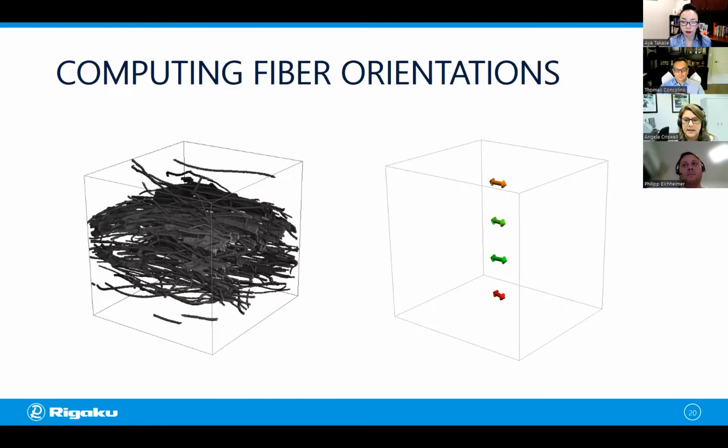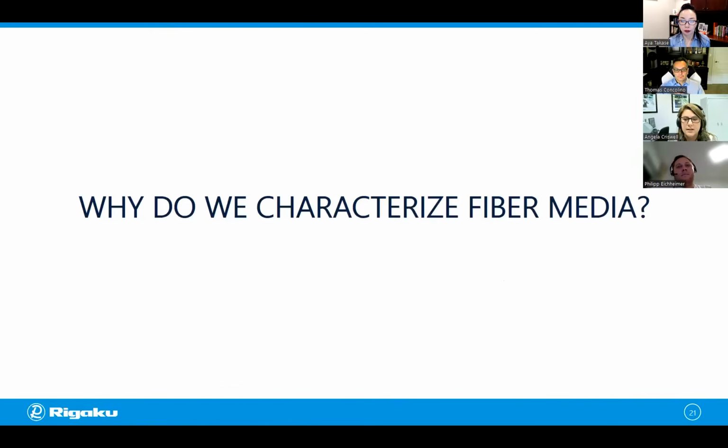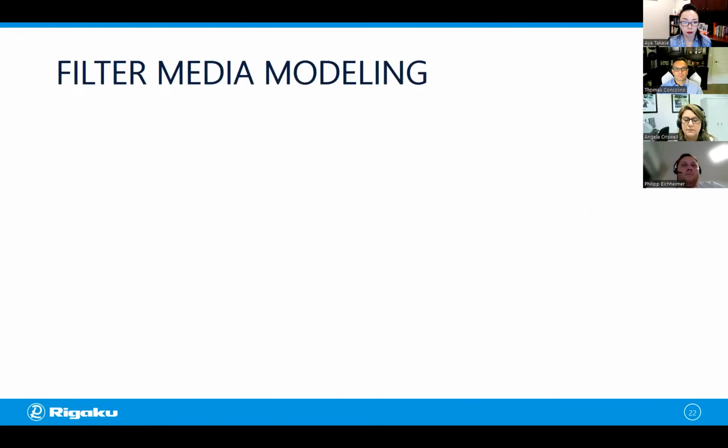So once we end up with all of these values, what do we do with all of it? Why are we even doing this in the first place? Well, ultimately, remember, we're going through a pathway where we're trying to optimize our fiber media for the application we want. So once we have all of these values, now we can start to calculate some model filter media. The first step is to prepare a digital twin of our existing one.